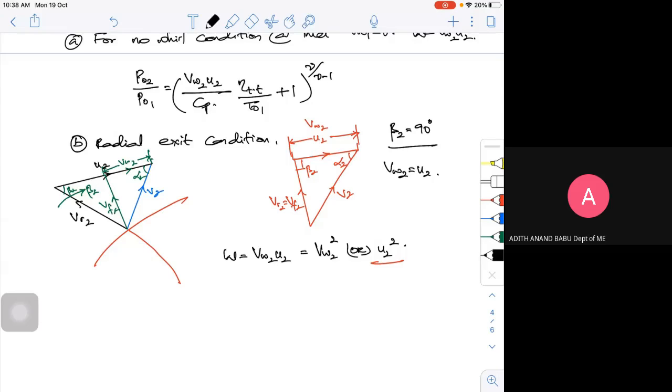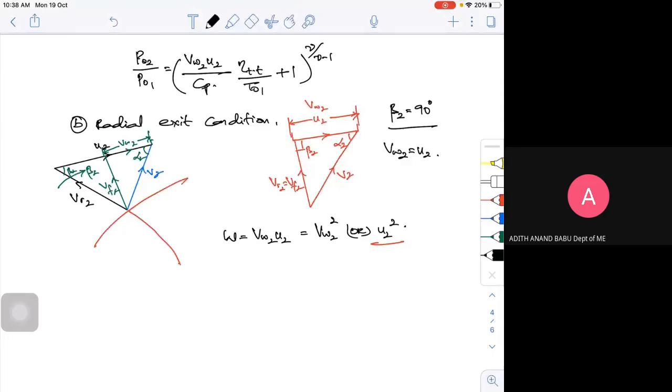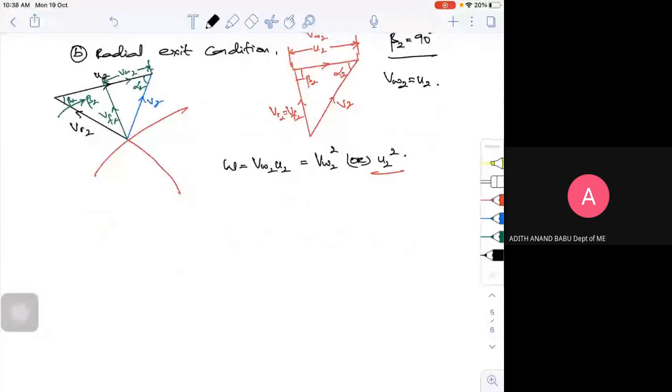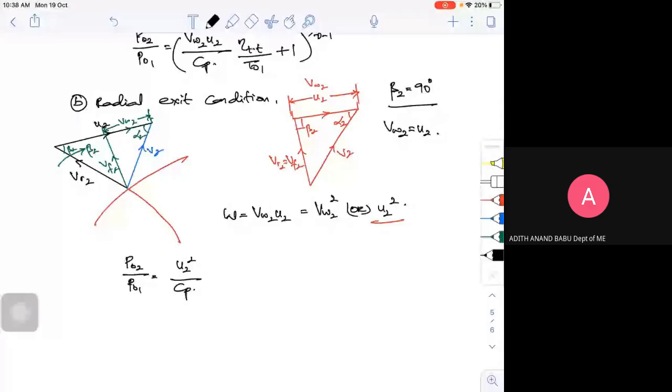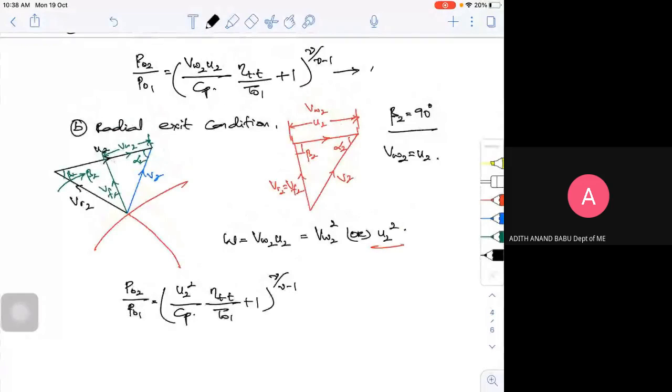So for the radial exit condition, equation 7 can be written as P naught 2 by P naught 1 equals, I can write your W as U2 square, so U2 square by Cp into total to total efficiency divided by T naught 1, plus 1, whole to the power of gamma by gamma minus 1. So if you call this equation 8, I can call this equation number 9.